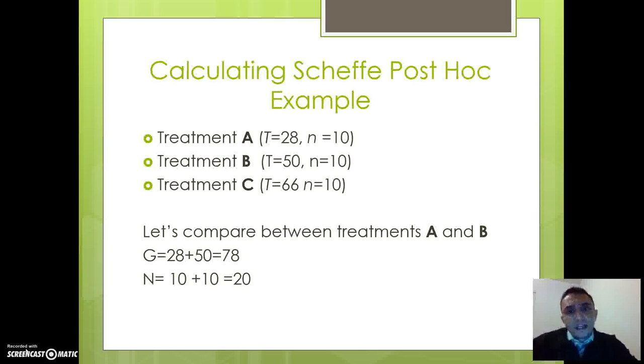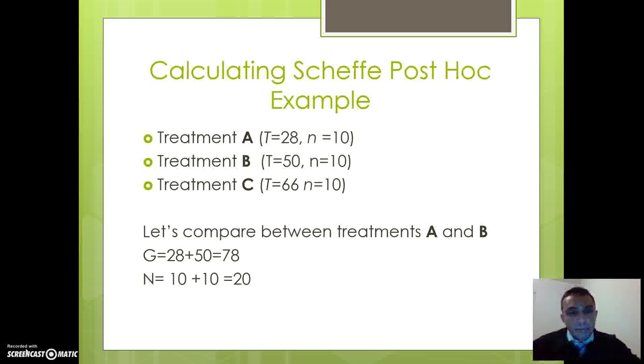Now, calculating the Scheffe post hoc. Okay, with the calculation now, exactly. Let's have this example first. We have treatment A with T equals 28 and N equals 10. So what is T? The summation of scores within a treatment. And N is the number of participants. Treatment B, T equals 50, N equals 10. Treatment C, you have T equals 66 and N equals 10.